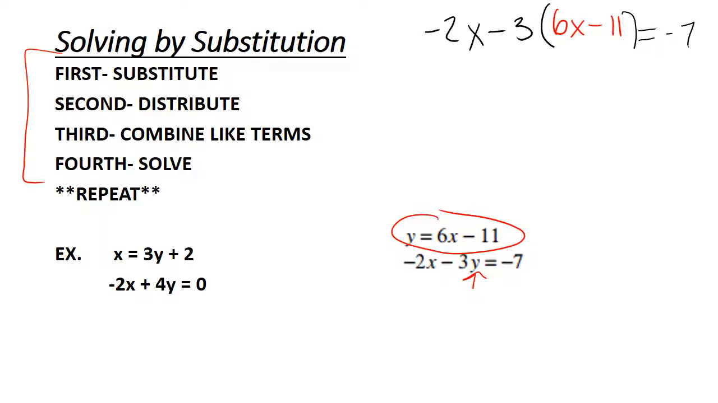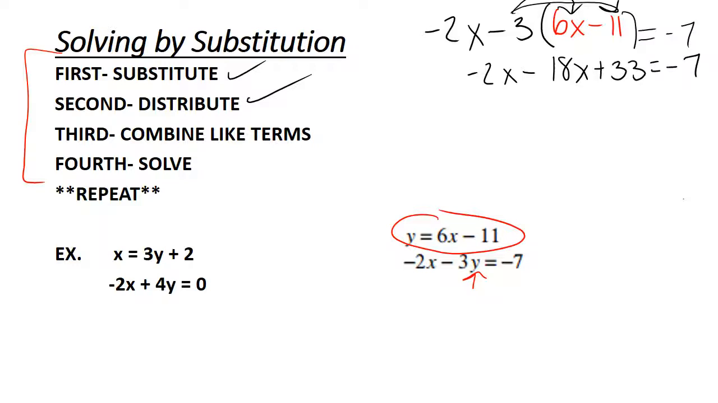All right, so I have only x's now. Do you see that? You can't solve for one variable if there's two variables. You got to get rid of one. So that's what we've done. So next, I distribute. So I multiply everything by negative 3. Now positive 3, negative 3, so it's going to change the signs. So you get negative 2x minus 18x plus 33 equals negative 7. I got those two numbers through multiplying. I changed the signs because I multiplied a negative.